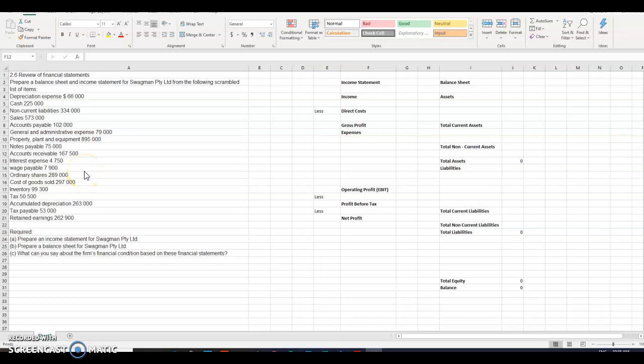Good morning, everyone. I wanted to bring a worked example to the forefront of your mind this week. This is from week 2, the end of module questions, and I think it's a great example in understanding the income statement and the balance sheet.